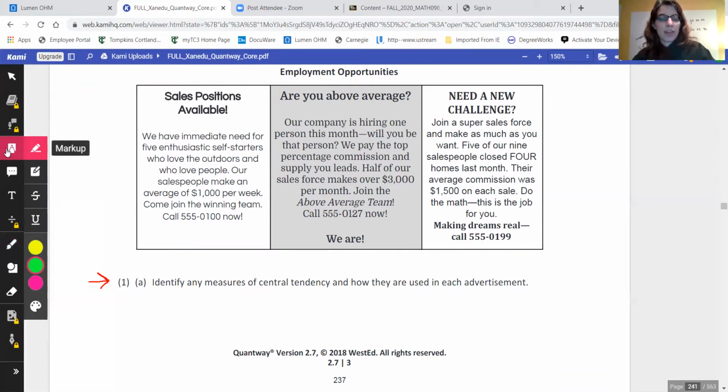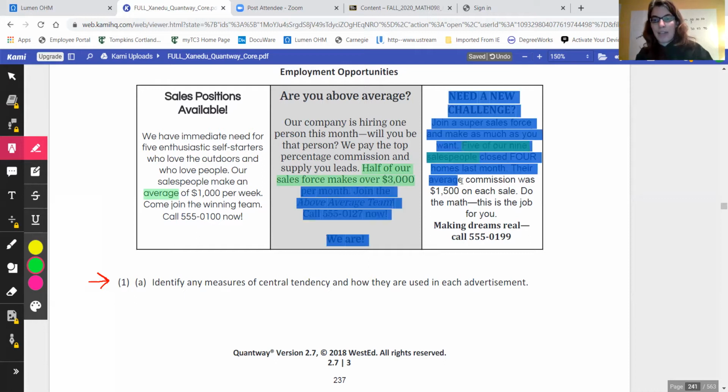Okay, so hopefully you read through those. Some of the things that you might want to keep an eye on that meant those central tendency, we have average, right? Our salespeople make an average of $1,000 a week. Here we say half our sales force makes over $3,000 per month. So half, thinking about median, right? The upper half would be $3,000. Over here, 5 of our 9 salespeople, that's the mode, right? That's happening more than anything else we know, because 5 out of 9 is more than half of those.